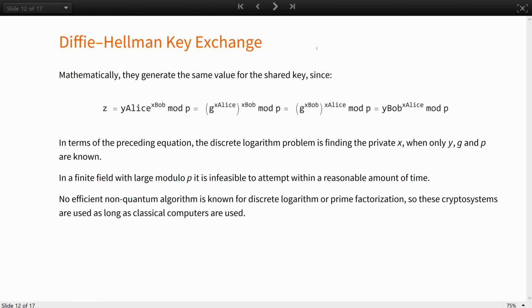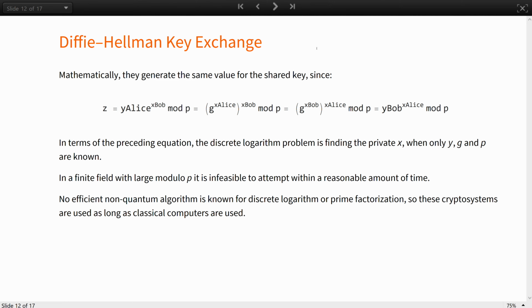In terms of the preceding equation, the discrete logarithm problem is finding the private x where only y, g, and modulo p are known. In a finite field with a large enough value of the prime modulo p, this turns out to be infeasible to attempt within a reasonable amount of time, even on the fastest supercomputer.